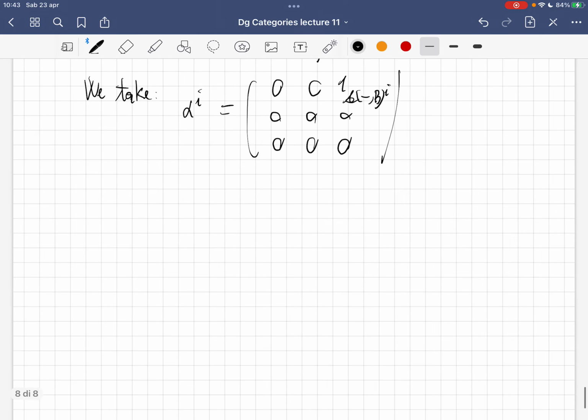So this is it. It's not really over. We need to check commutativity of the diagram.